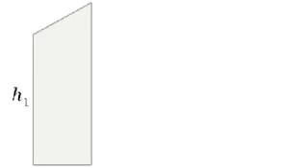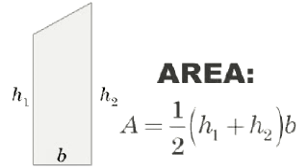I'm going to define H1 to be the first height, H2 is going to be the second height, and B is going to be the base of the trapezoid. The area formula is A equals 1/2 times the quantity H1 plus H2 all times B.